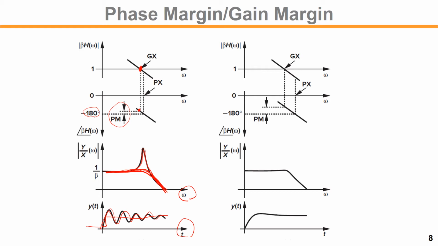And for the gain margin, it is seen when your phase is minus 180 degrees, and then you look at the amount of gain. The difference between the gain and 0 dB, that gap, is the gain margin. So if the phase and gain margin are large enough, then you will get a nice response in the frequency domain and time domain, right?